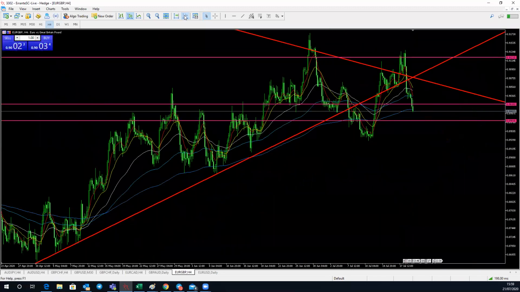But if you move on to the 4-hour chart, we can see that it's the same thing as well. So yeah, I want to look at this as an opportunity. Let me just check on my heat map right here.